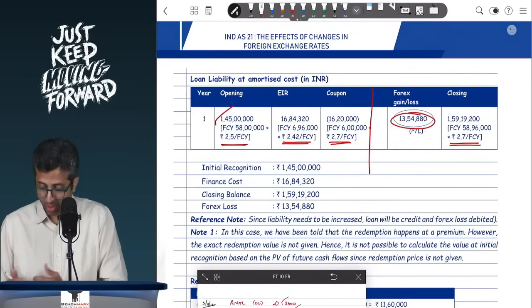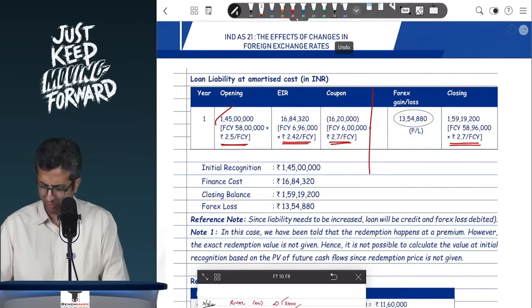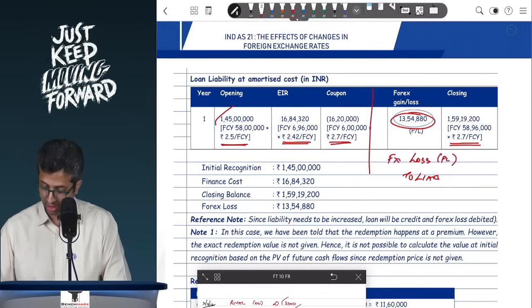Where will this be taken? Well, my liability is increasing. This, if you total up, comes to around 145 and something. My liability is increasing from 145 to 159, and hence I will credit the liability. So I'll debit the P&L. This is forex loss. Will go in the P&L because it is a monetary item. Are we clear with this?